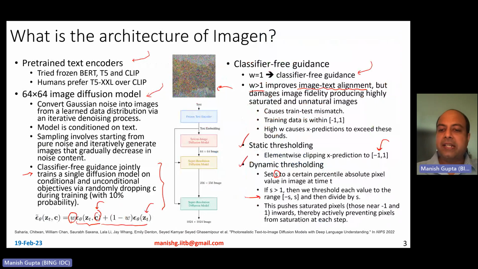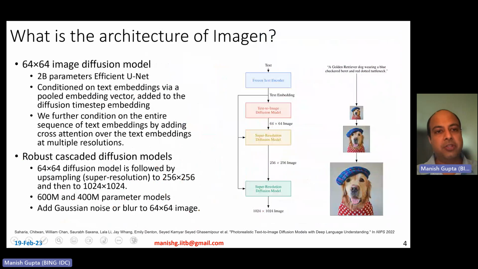Okay. So what dynamic thresholding does is that it pushes saturated pixels, those near -1 and 1, inwards, thereby actively preventing pixels from saturation at each step. At each step, you avoid saturation, but you don't really clip them, so that's not unnatural. You basically try to reduce them in some ways, sort of trying to do a normalization so as to push those values that are closer to -1 or closer to 1 to within the range.